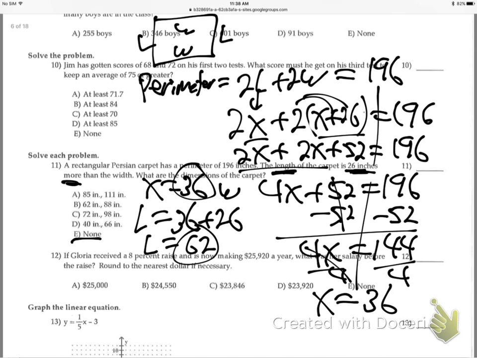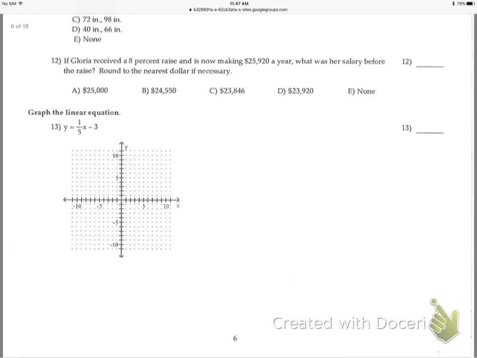I got A. And it even gave A as the right answer. Yeah, it's A, because you're going to get X plus 26 equals 196. It's easier if you draw a picture. All right. I want to get to those 19 and 20, so let's keep moving.